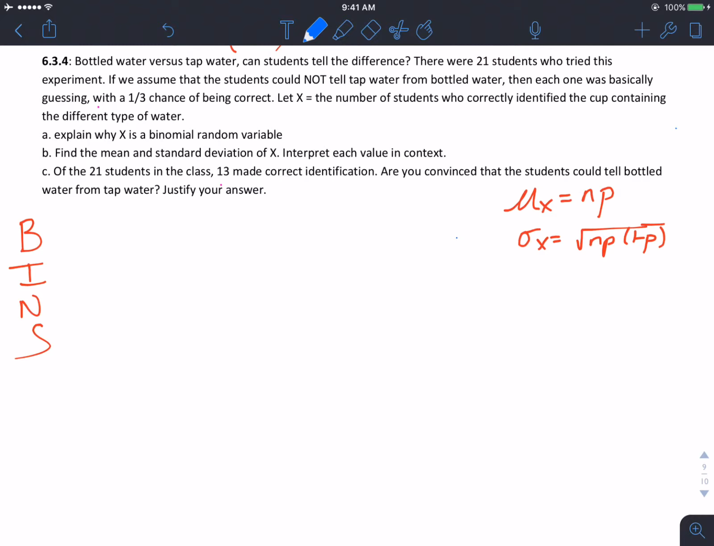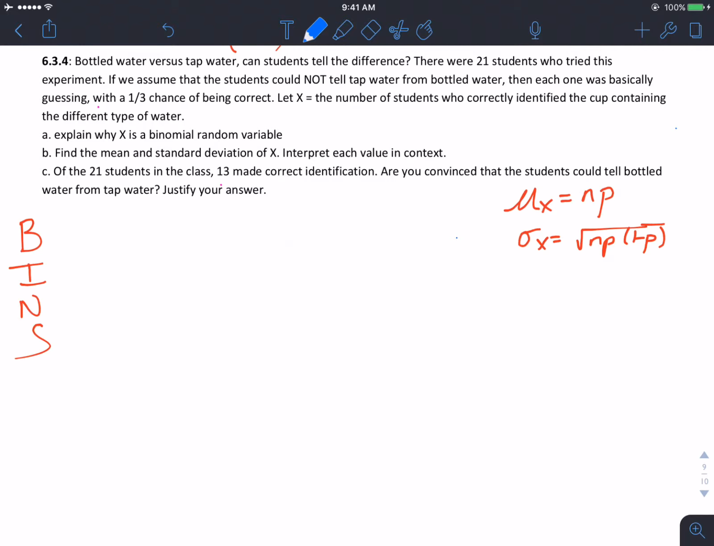Alright, let's take a look at binomial distributions again. We're talking about bottled water. 21 students in a class tried this experiment. We're assuming that students could not tell tap water from bottled water, that it's essentially guessing. And we say there's a 1/3 chance of being correct.